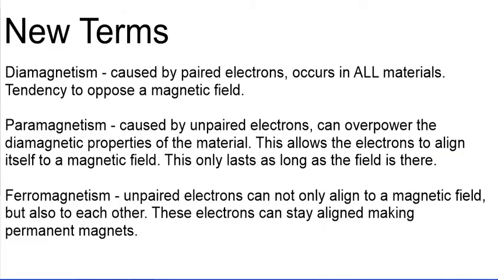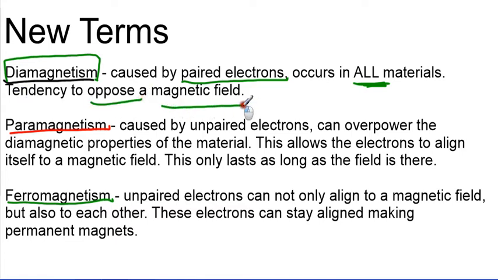So there are three different types of magnetism that you want to be familiar with. We have diamagnetism, we have paramagnetism, and we have ferromagnetism. Every material exhibits diamagnetism to some extent, and this is caused by paired electrons. So again, this occurs in all materials. And what's interesting about diamagnetism is its tendency to oppose a magnetic field.